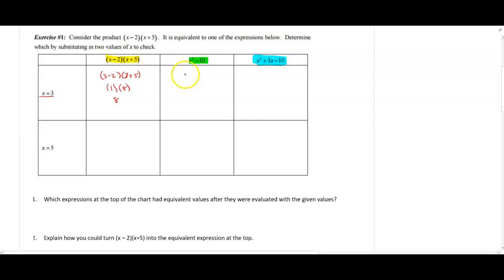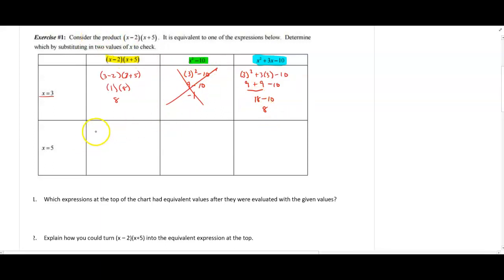Well, if I plug 3 in here, 3 squared minus 10, order of operations tells me exponents first, 9 minus 10 is negative 1. Over here, if I plug 3 in, 3 squared plus 3 times 3 minus 10 gives me 9 plus 9 minus 10. 9 plus 9 is 18 minus 10, gives me 8. So clearly, this one is not equivalent, but this one is.